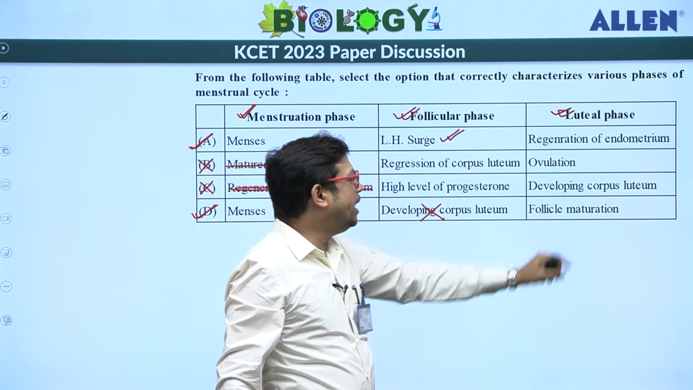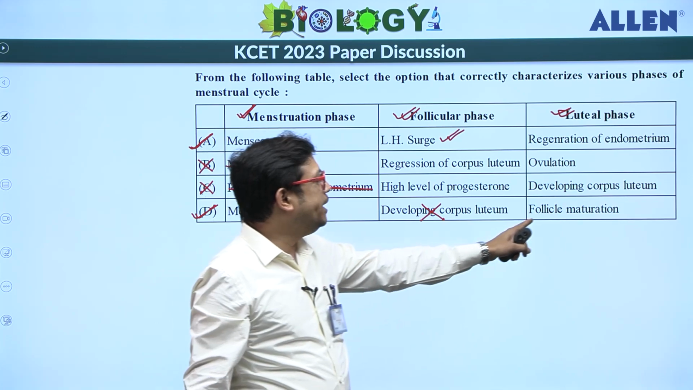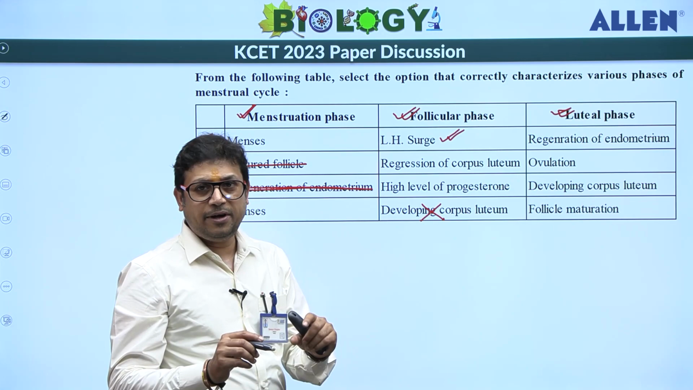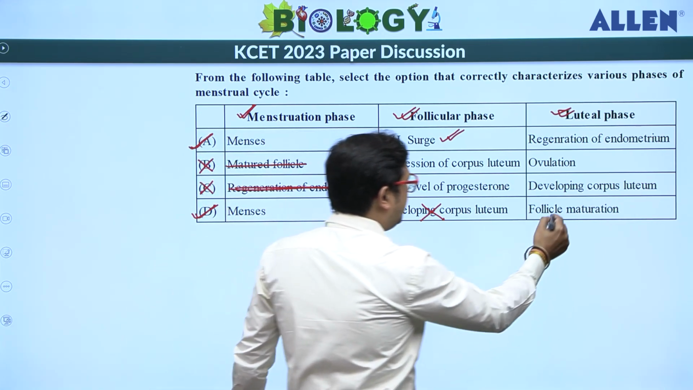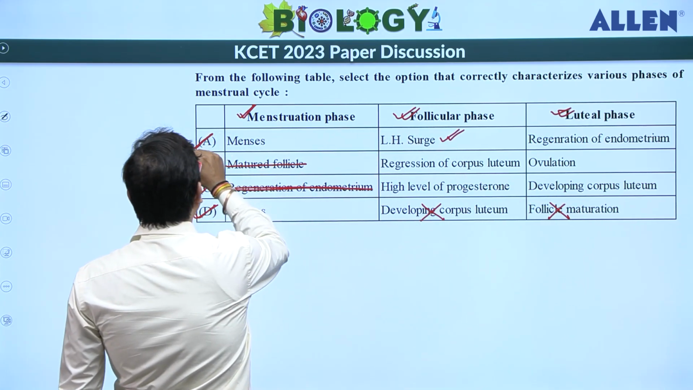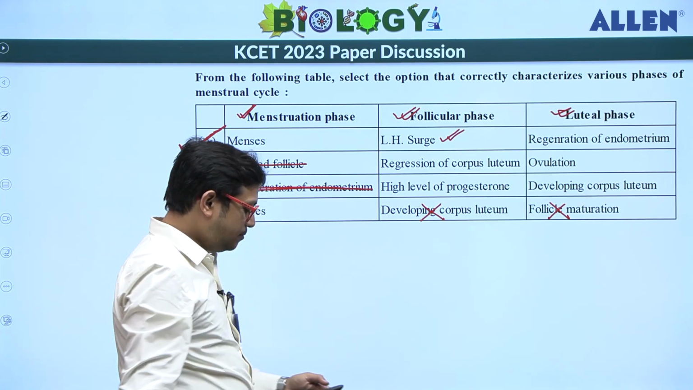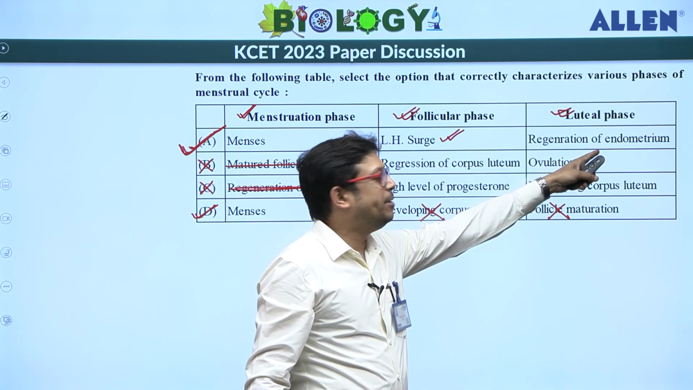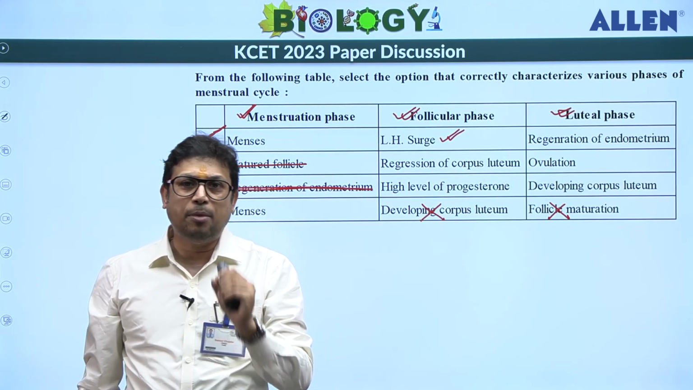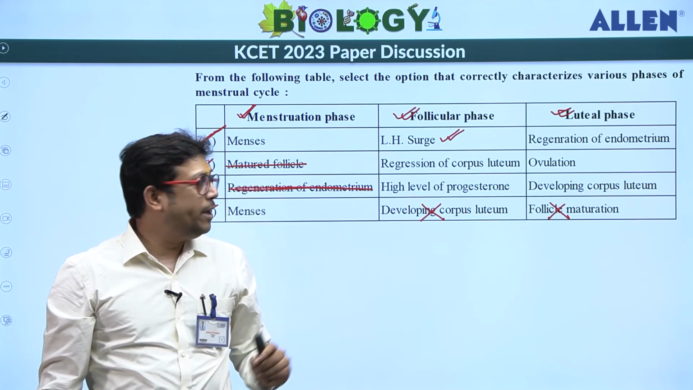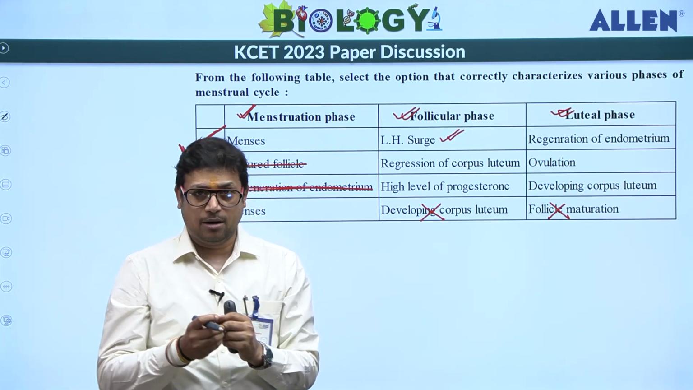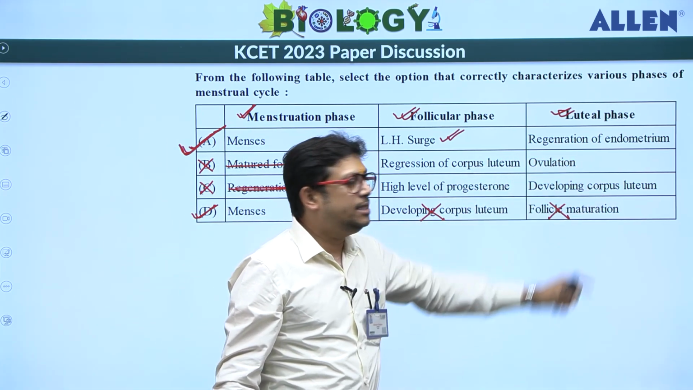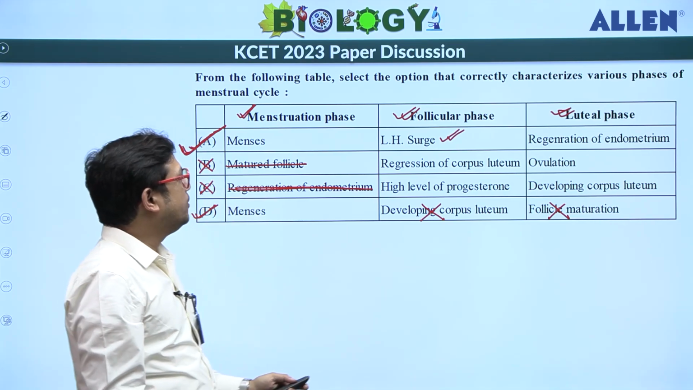Also, during luteal phase, they have given follicle maturation. Follicle maturation will occur in the follicular phase, not in the luteal phase. In the luteal phase, corpus luteum will be developed. So it is also wrong. So here answer will be the first one. Coming to the next, and yes, in luteal phase, regeneration of endometrium. See, regeneration of endometrium partly occurs in the follicular phase, whereas this endometrium will become more glandular in the luteal phase. So we can go with the regeneration of the endometrium also here.